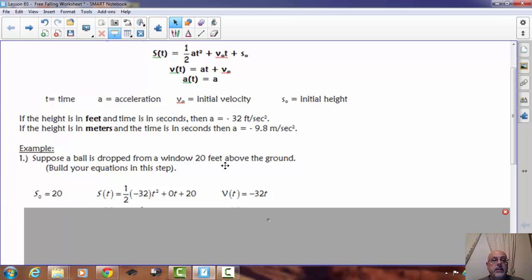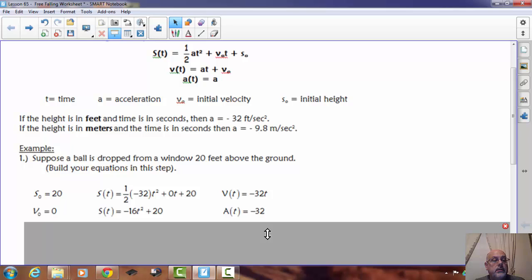And since it's feet, we're going with the negative 32 feet per second squared. So you just put that into the equation. S of t equals 1/2 times negative 32 t squared plus 0t, because the initial velocity was 0, plus 20, which is your initial height. And on the right side, I'm looking at building the v of t function, which is just negative 32t, because your initial velocity, v sub 0, is 0.